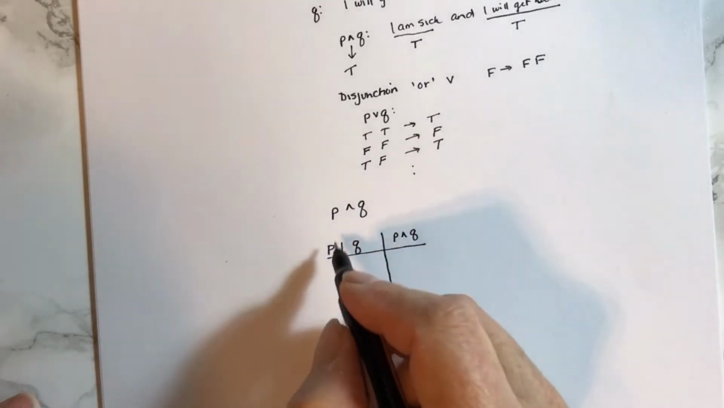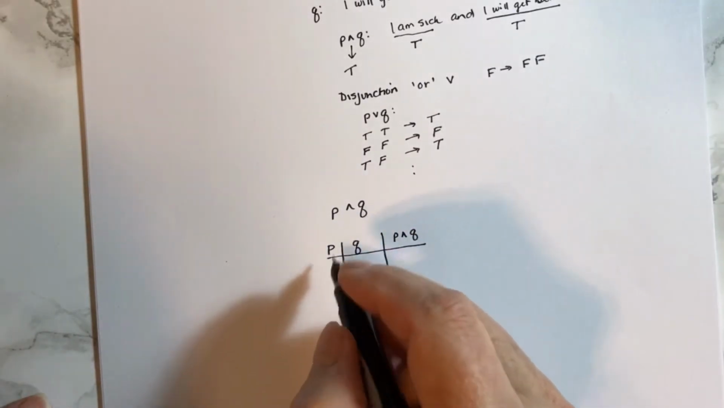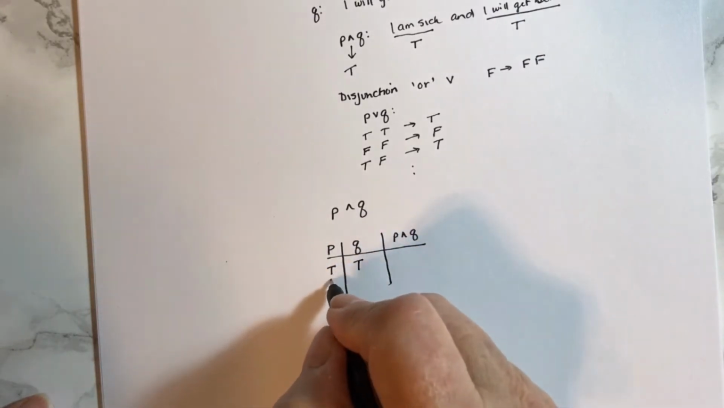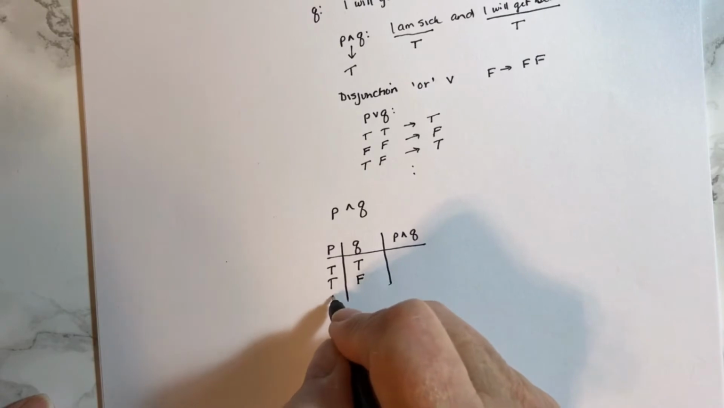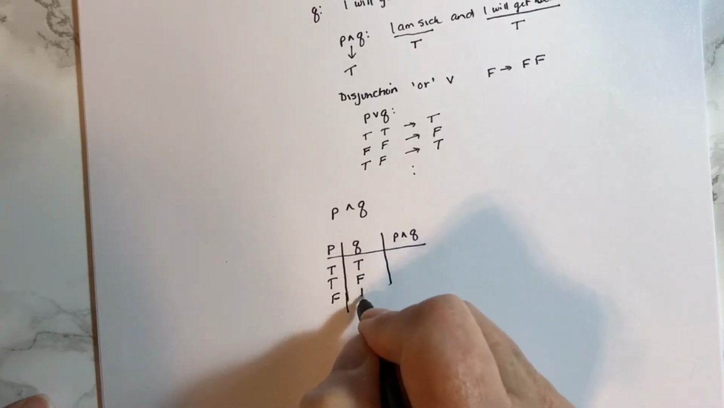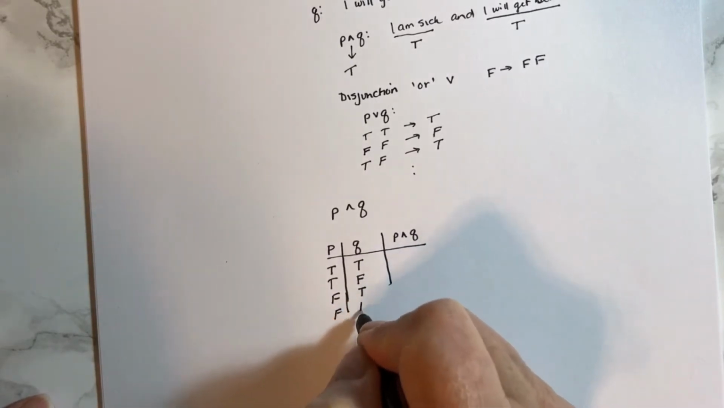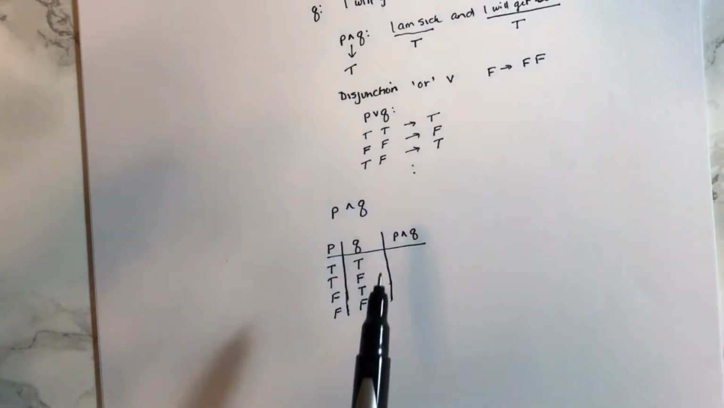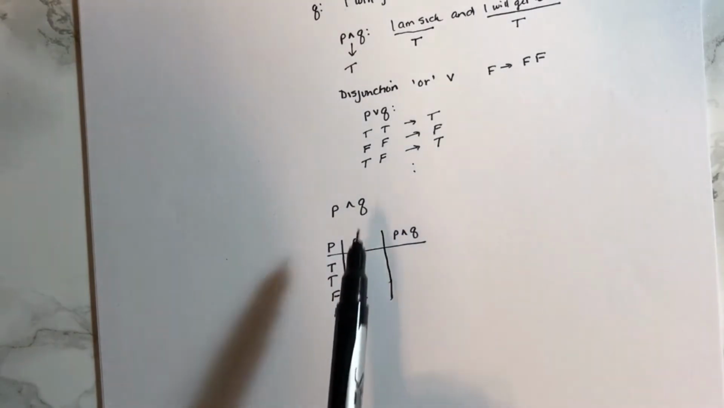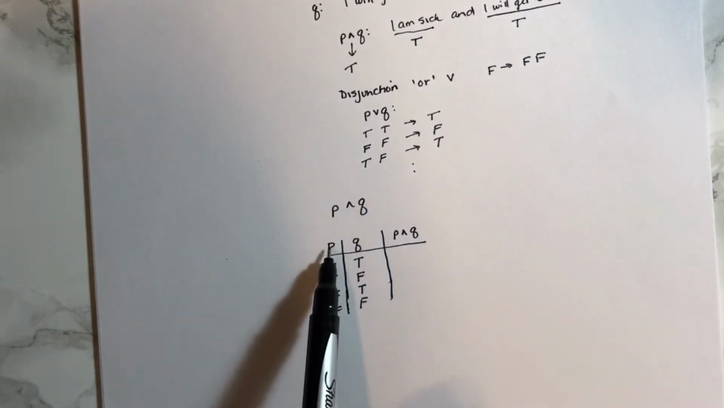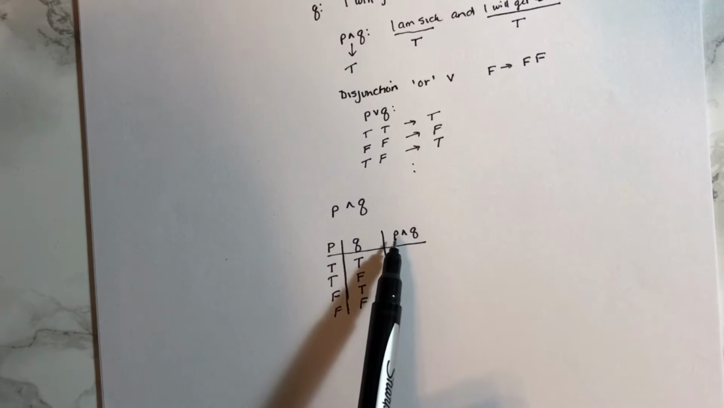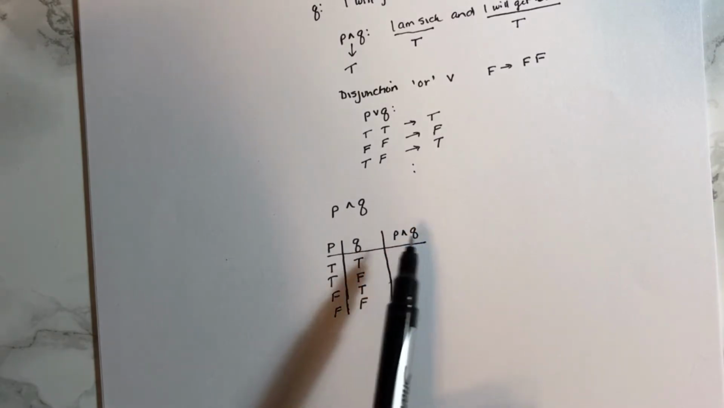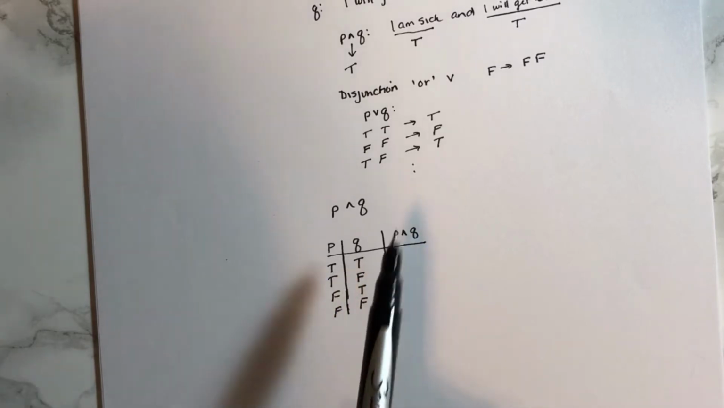So again, P could be true and Q could be true. P could be true and Q could be false. P could be false and Q could be true, or they might both be false. So what I always tell the students to do when you're constructing a truth table is write out your letters, and then write out the final conjunction or disjunction, compound statement.